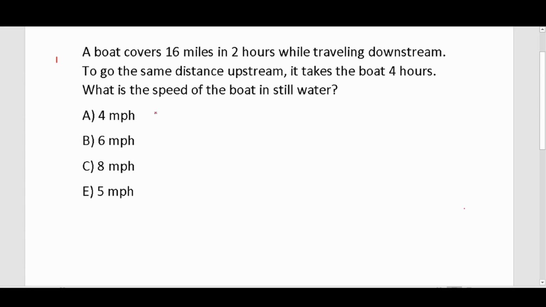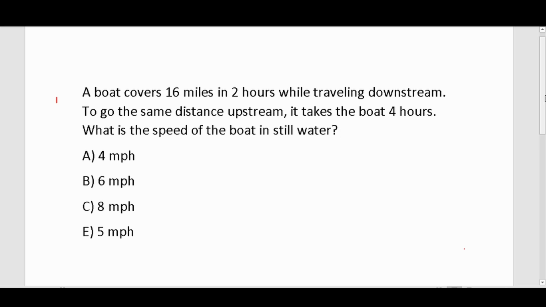The question is, a boat covers 16 miles in 2 hours while traveling downstream. To go the same distance upstream, it takes the boat 4 hours. What is the speed of the boat in still water?